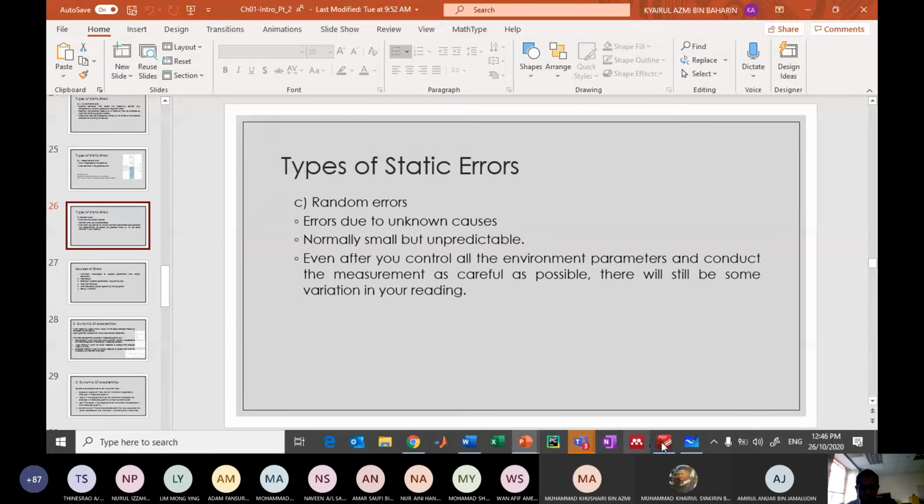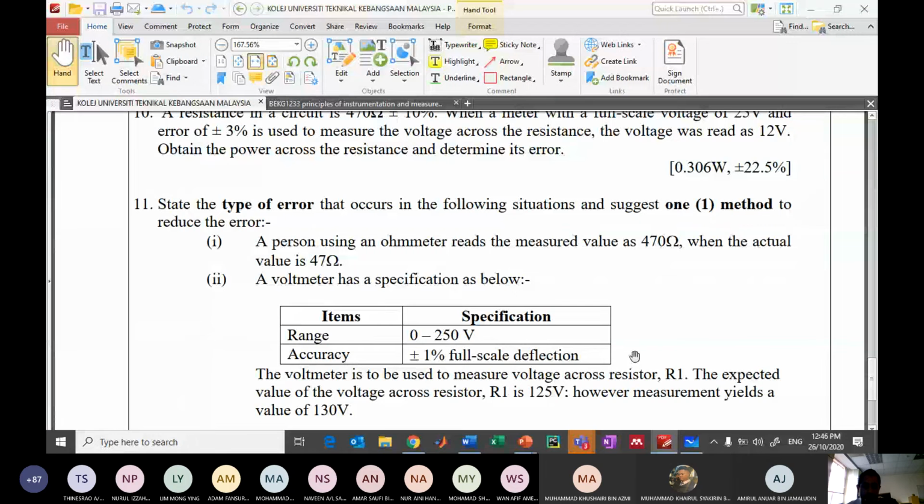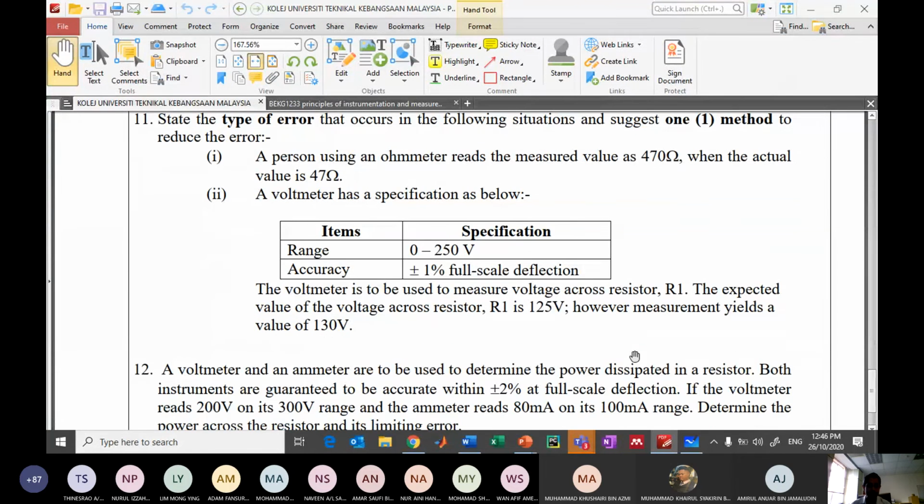Okay, 12:46. Tak habis lagi. Okay, so question number 11, question number 12, I think I'm going to let you do on your own based on the one that we shared just now. Let's just go through a bit. A voltmeter has the specification as below. Okay, the voltmeter is to be used to measure voltage across resistor. The expected value of the voltage across resistor is 125 volt. However, measurement yields a value of 130 volt. Oh, ini pun soalan teori juga. So expected value 125. Measurement value 130. What kind of error is this? Ini kena calculation juga sikit nak verify.